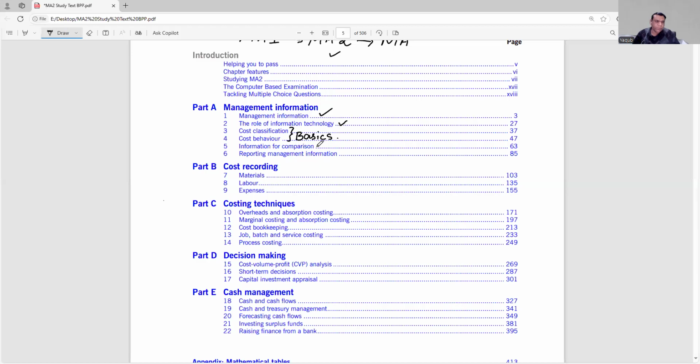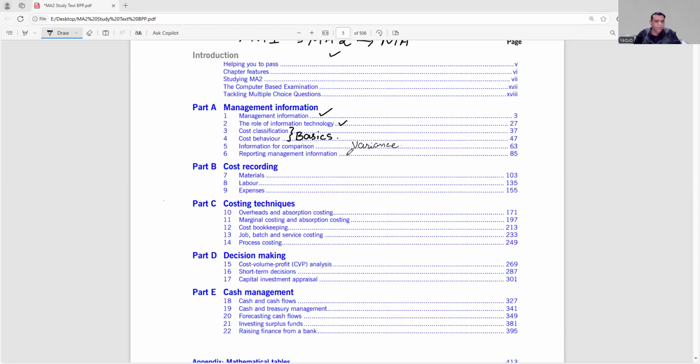Then we have information for comparison. Information for comparison focuses on variances, where we are comparing our performance with the budgets or flex budget. Comparison means we are comparing the difference between the flex budget and actual results.